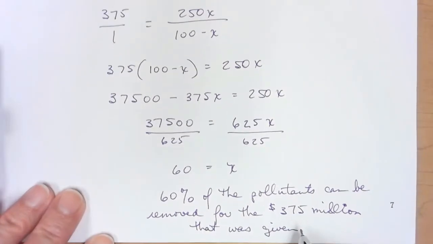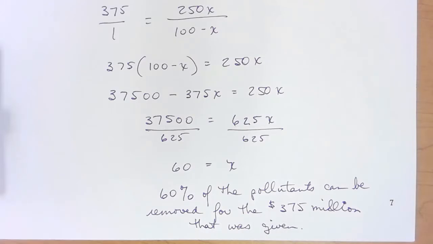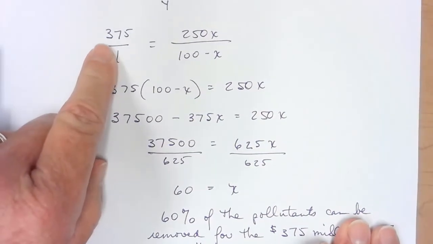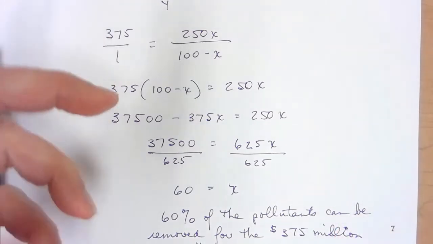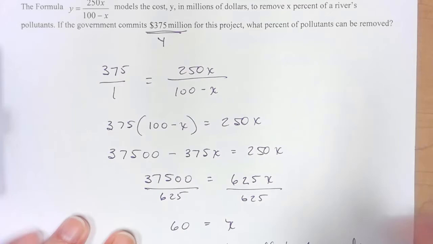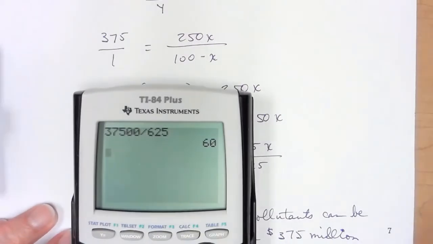It costs a lot to remove pollutants. That was just 60%. So that means the price would have to be a whole lot larger if I wanted to remove 90%. You could do that. Substitute 90 in here. I'm curious. Let me put 90 in storing for x. See how much it's going to cost.